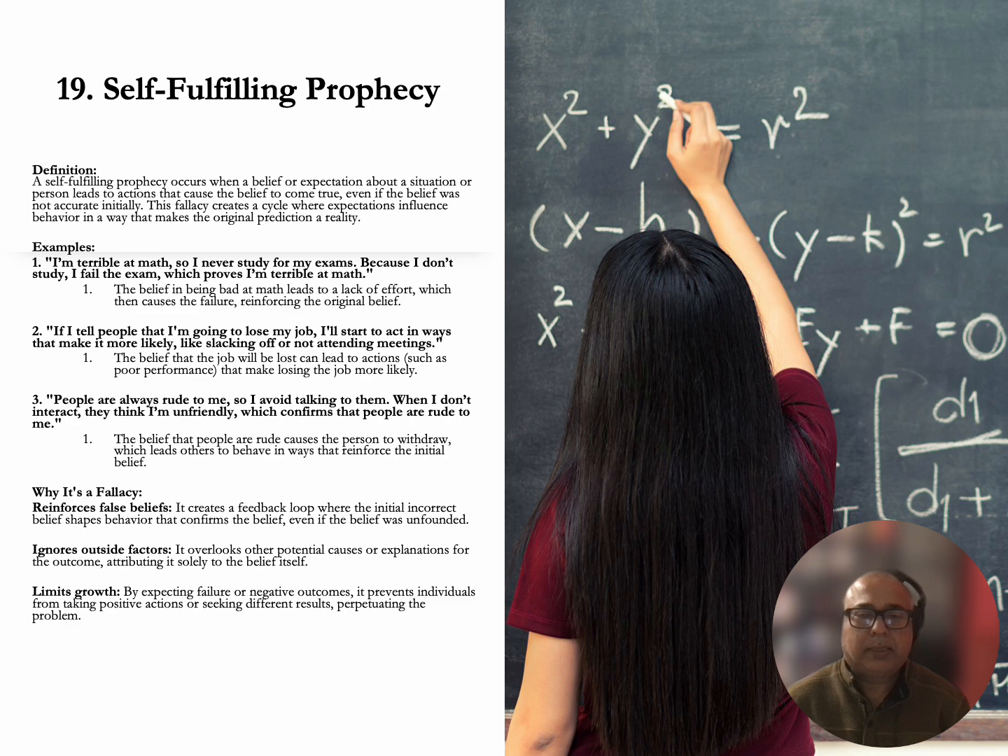Okay, number 19. Self-fulfilling prophecy. You are what you think. Correct? People usually say you are what you eat, but I'm changing it, because the mind is very powerful. A self-fulfilling prophecy occurs when a belief or expectation about a situation or person leads to action that causes the belief to come true.